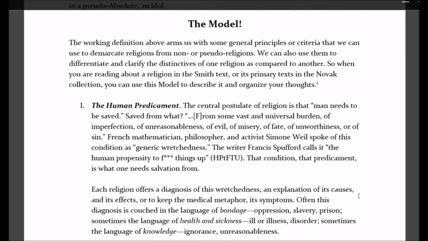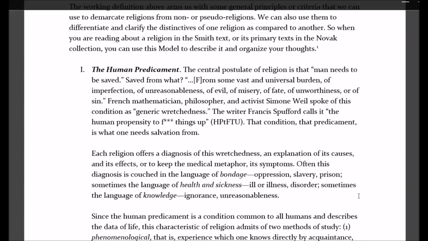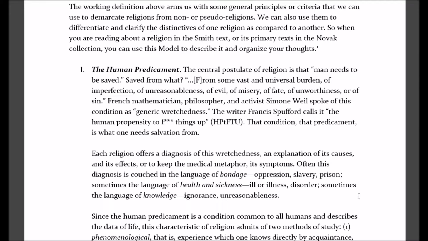So the human predicament then is really the starting point for the religious response or religious expression. It's sort of like the first or original religious insight. Okay, and that is that we need to be saved. And I'm using the term salvation, although other terms are appropriate here as well. We need to be liberated. We need to be emancipated. We need to be rescued, that kind of thing.